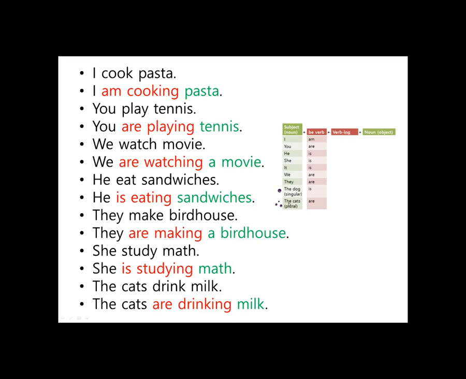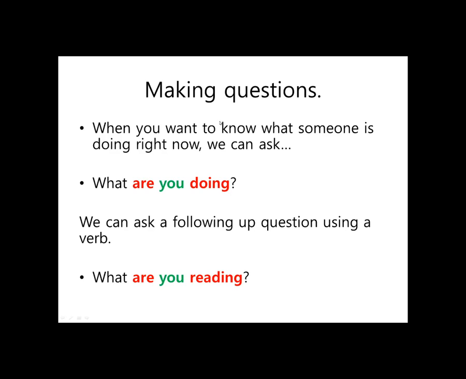Okay, if it was just one cat, let's say it's one dog, singular, we would say the dog is drinking milk. Okay, so if it's just one of something, we use is. Plural, are.